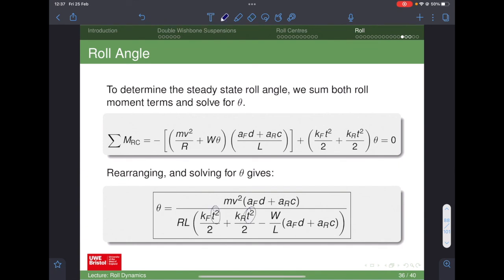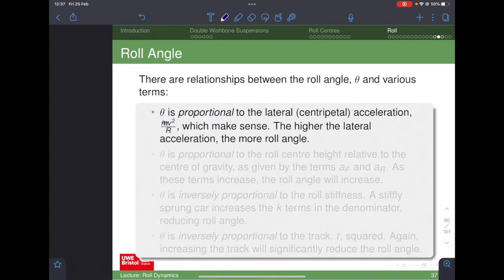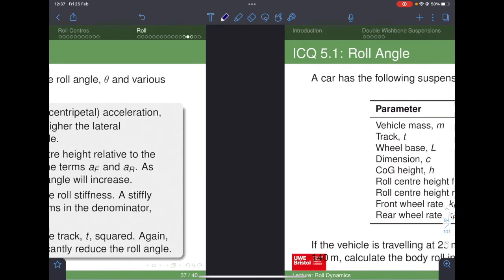There they are, the T squared terms. If those values go up, the value in the denominator goes up, which means the value of the roll angle goes down. So a wide track will give you a reduced roll angle. So that's how that equation works.